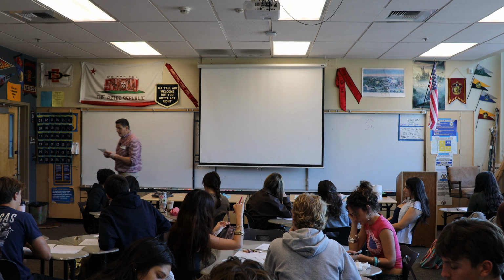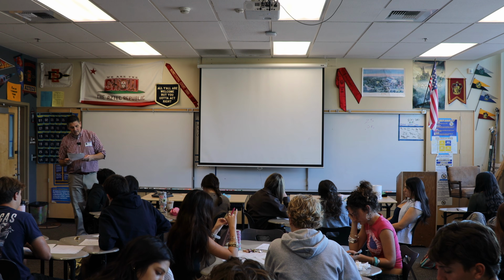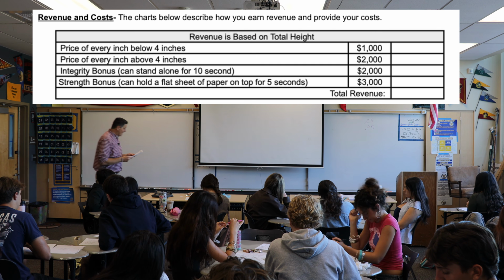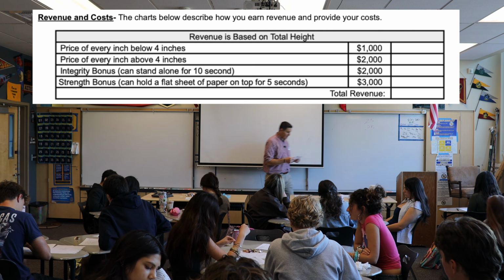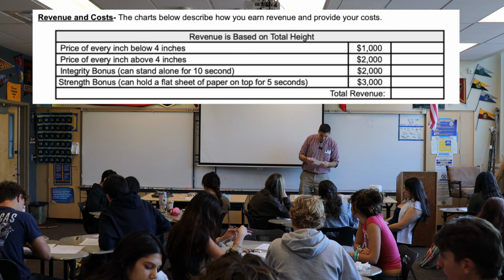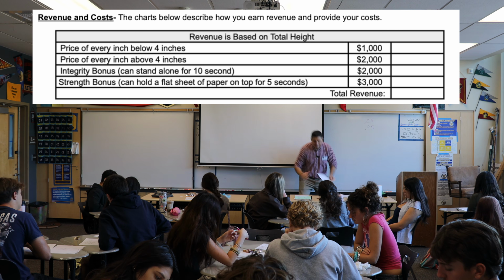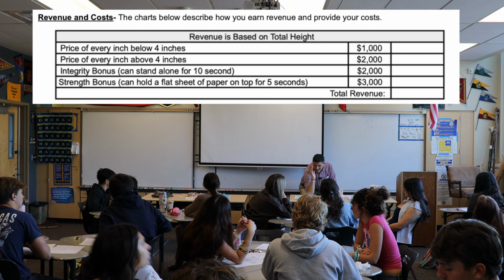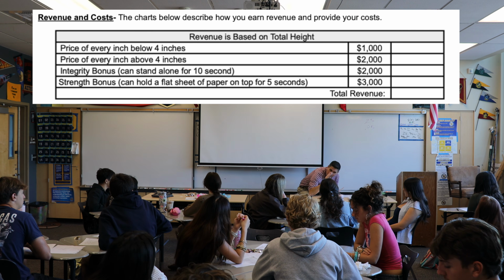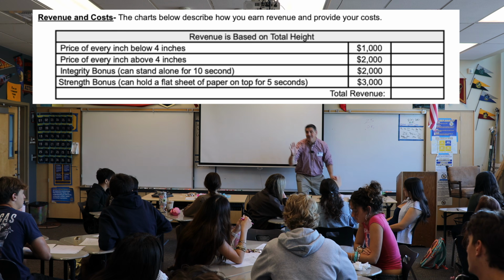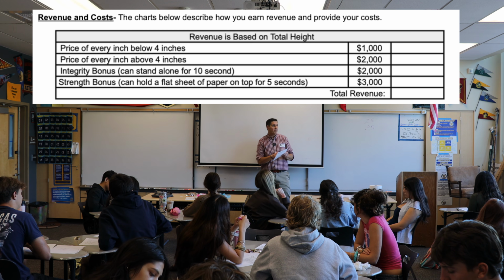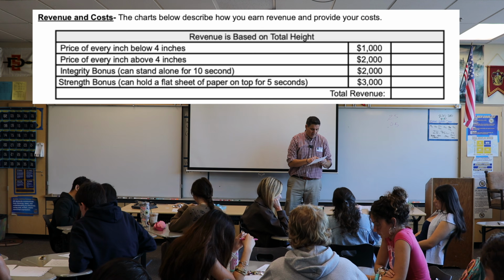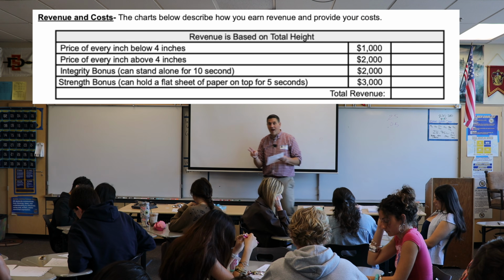The chart below describes each of the revenue and the cost. Here we go. Price of every inch below 4 inches is how much money? $1,000. Price of every inch above 4 inches? $2,000. First of all, it's got to stand by itself for at least 3 seconds. 1, 2, 3, wherever it is, that's the height. So 3 seconds no matter what. If it can stand alone for 10 seconds, you get how much money? Another $2,000. Integrity bonus can stand for 10 seconds, that's $2,000.